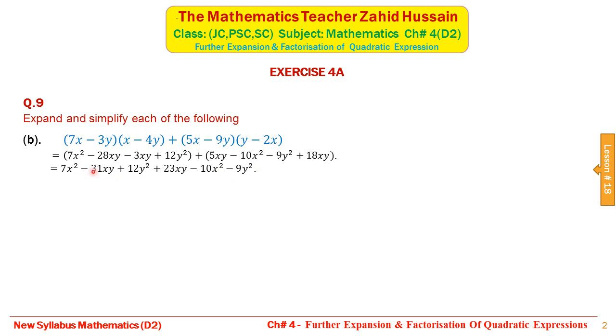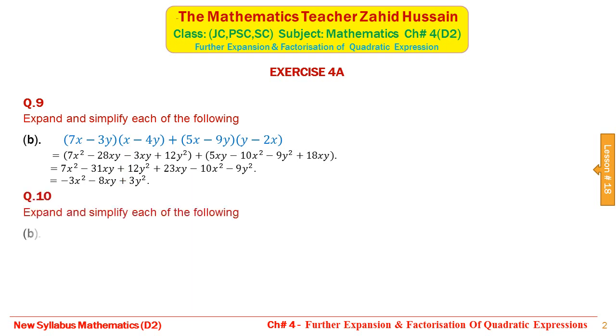Now we will again collect the like terms. The terms with x square: 7x square minus 10x square is minus 3x square. Then minus 31xy plus 23xy is minus 8xy, 12y square minus 9y square is 3y square. So this is part B of question number 9.